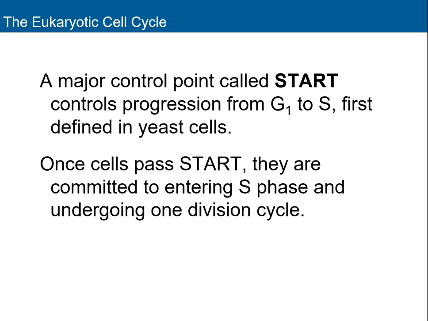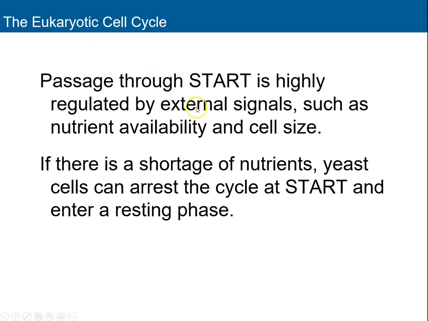Usually once cells get past this checkpoint, they will progress through. But there are other checkpoints as well. The passage through that start checkpoint is highly regulated by external signals, like nutrient availability and the size of the cell. Think about yeast cells, these are single-celled organisms, so a lot of their activity is dependent on nutrient availability outside the cell. If there's a shortage of nutrients, yeast will arrest the cell cycle at start and enter a resting phase. Once nutrients become available again, they may re-enter the cell cycle.